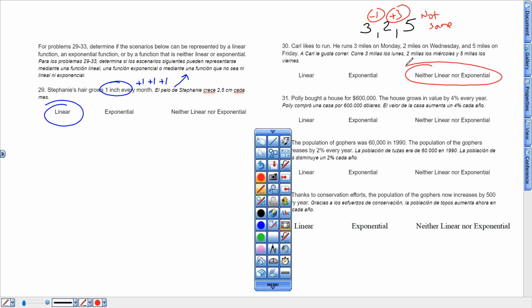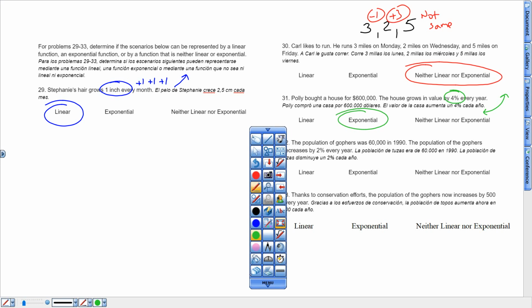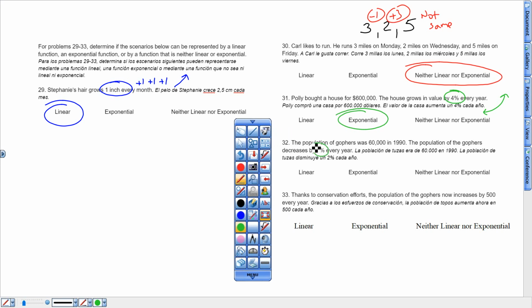All right, next, if I look at this, 600,000, 4%. As soon as I see that percent, that's eventually going to be one of these curvy, that's exponential. Here's another percent, 2%. Eventually going to be one of those exponential graphs. And then if I look at this, $500 every year, going up by 500, going up by 500. That's going to be straight line, linear.